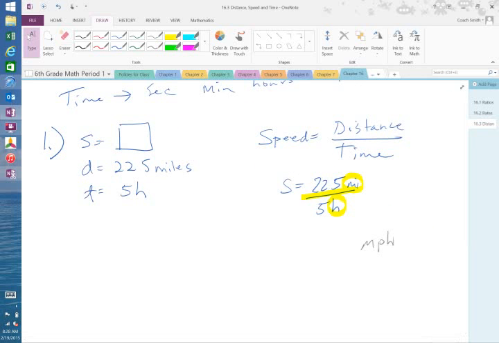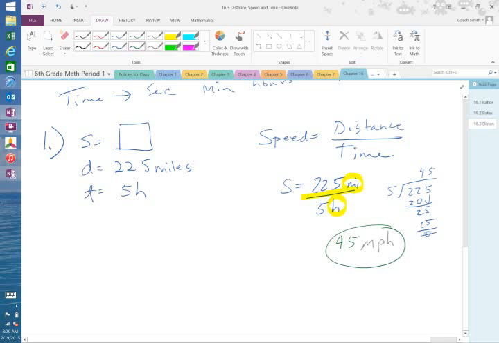Now, the other part is to divide 5 into 225. That goes 4 times, be 20. Remainder 2. Bring down my 5. 5 into 25 goes how many times? 5 times. That would be 25. Remainder 0. So my answer is 45 miles per hour. That would be the speed in which I am traveling.